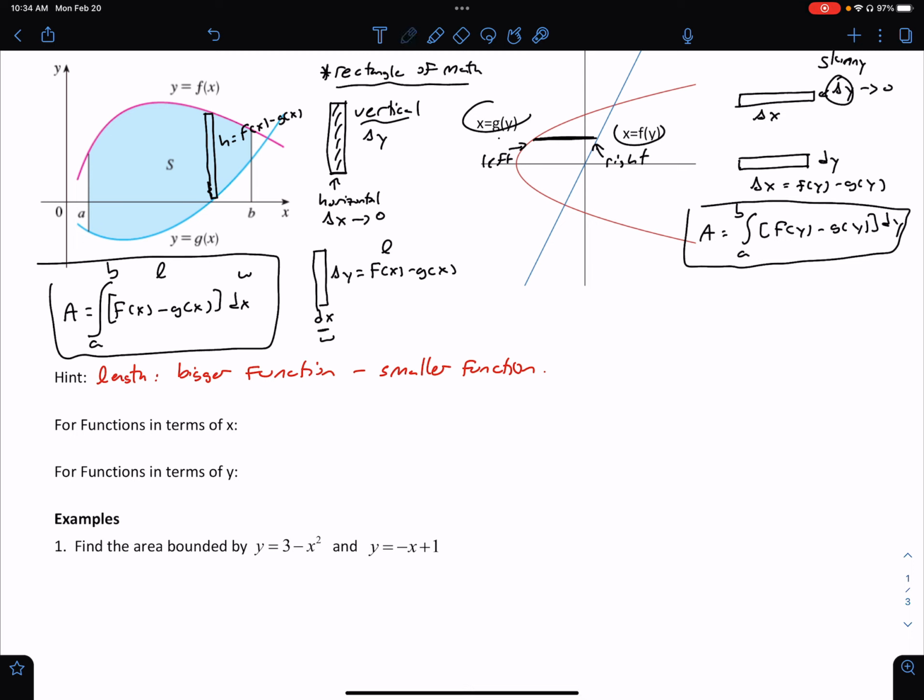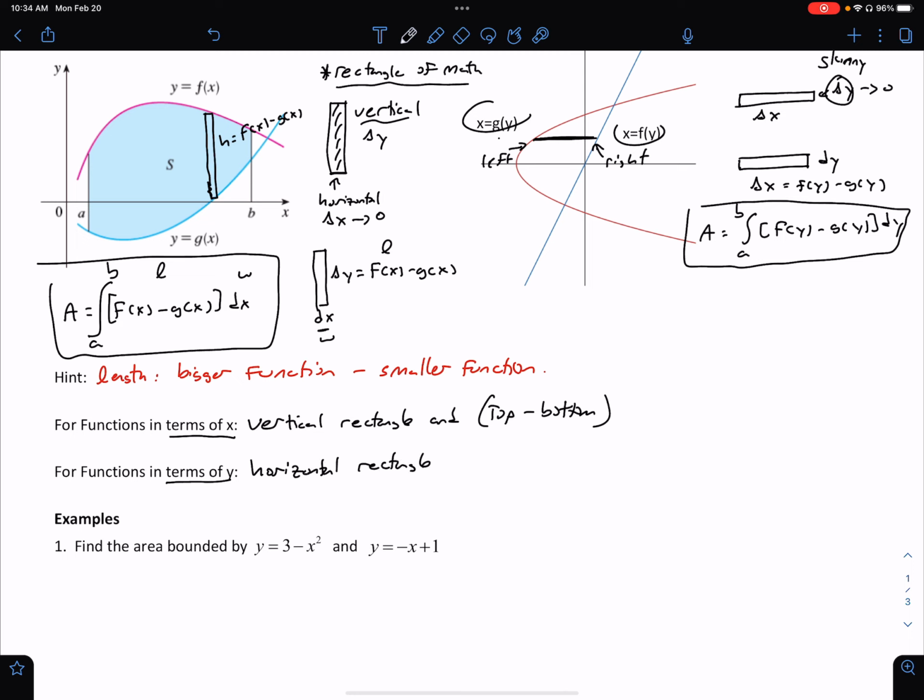So if the function is in terms of x, we're looking at a vertical rectangle, and it's always going to be the top function minus the bottom function. If the function's in terms of y, like we have over here, f of y and g of y, notice we took the right minus the left, and we use a horizontal rectangle. So if the function's in terms of y, we're going to use a horizontal rectangle, and we're going to use the right function minus the left.